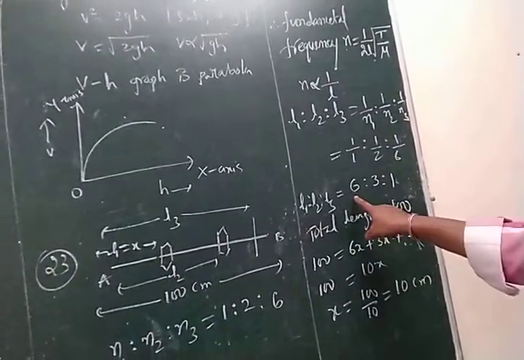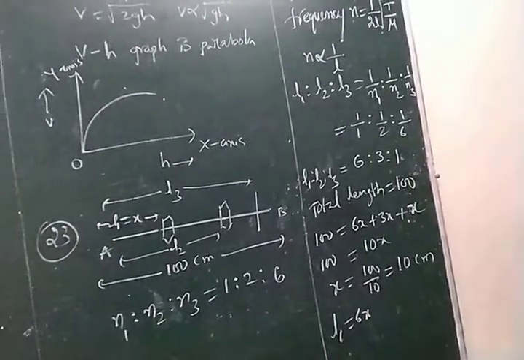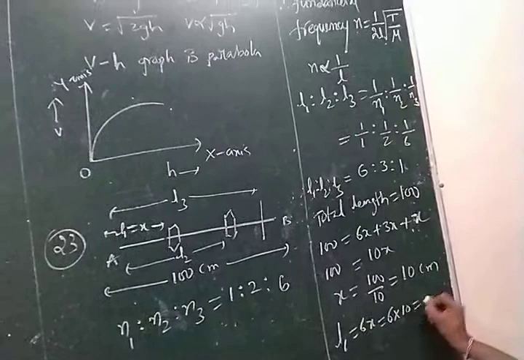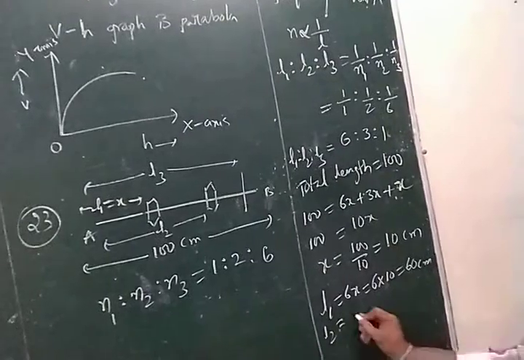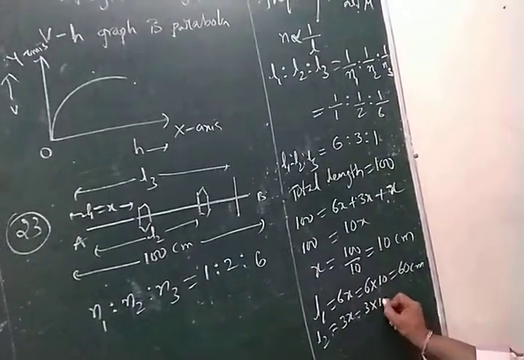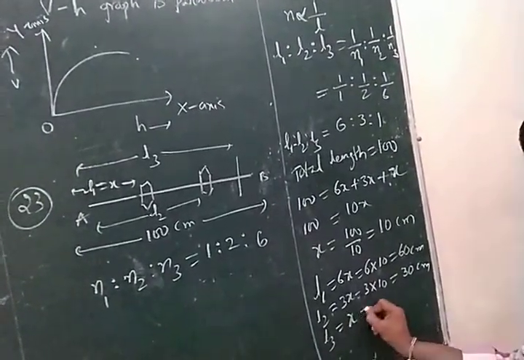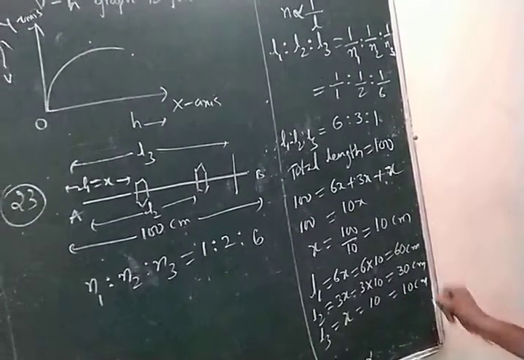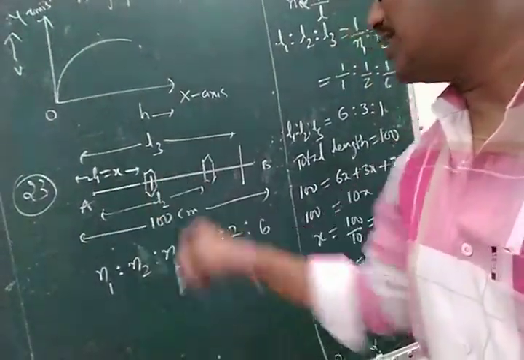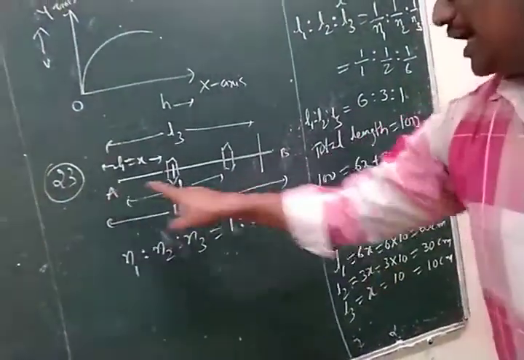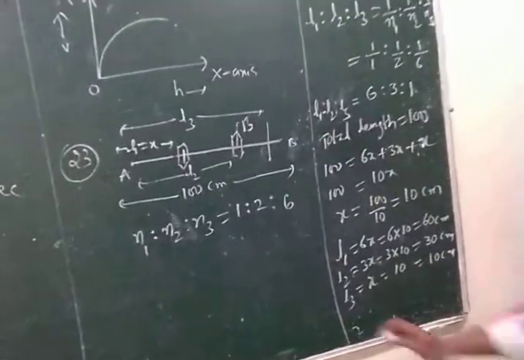See here, what is the ratio? 6 is to 3 is to 1. L1 is equal to 6x, that is 6 into 10, that is equal to 60 centimeter. L2 is equal to 3x, 3 into 10, that is equal to 30 centimeters. And L3 is equal to x, that is equal to 10 centimeter. Now observing here, we can find out the bridges: A to L1 is 60, and A to B is 60 plus 30, how much is there? 90.